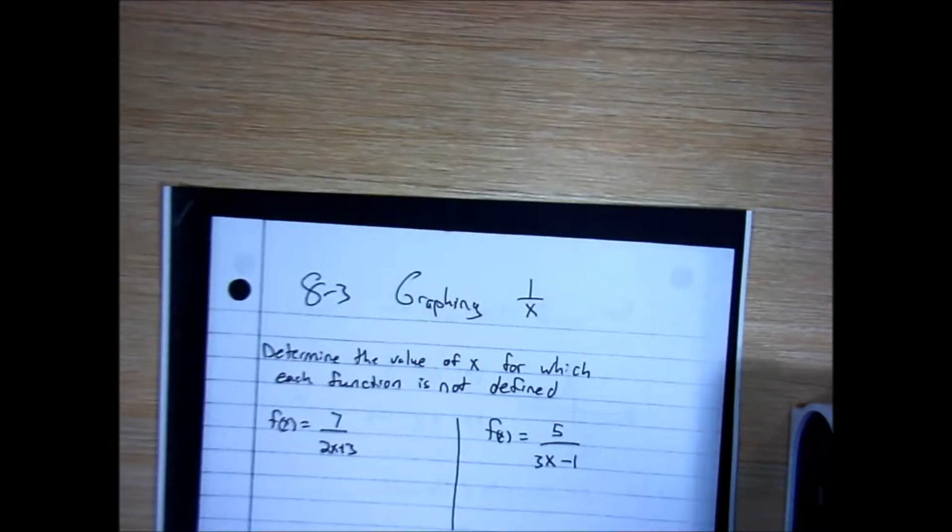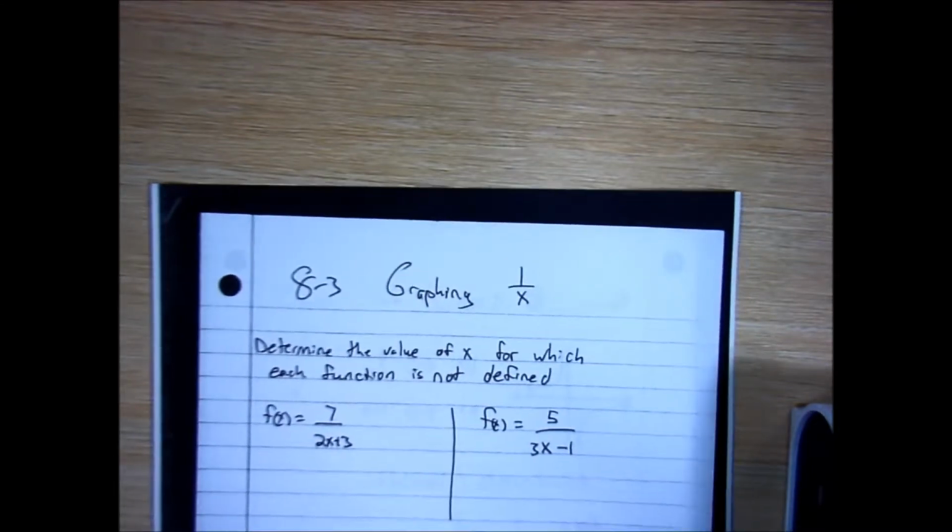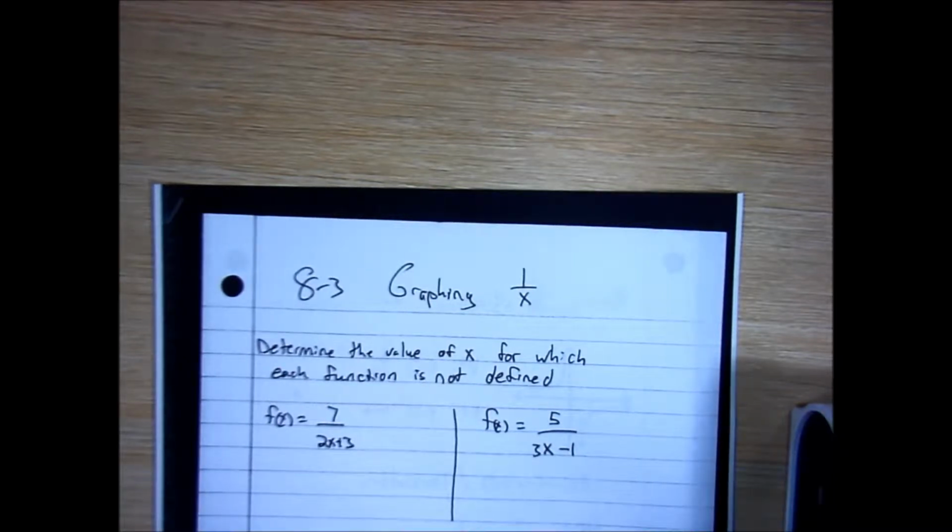Okay, today, section 8.3, we're working on graphing 1 over x. We're going to start off by determining the values of x for which each function is not defined.